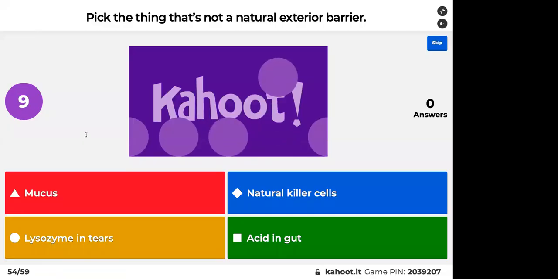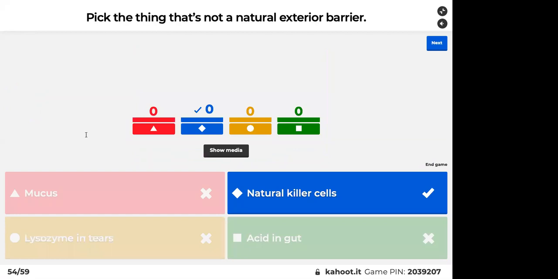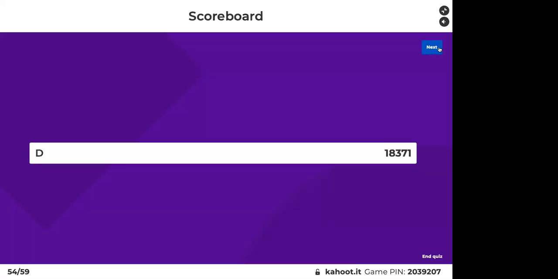Pick the thing that is not a natural exterior barrier. Yep, excellent. So, of course, natural killer cells are not a natural exterior barrier. They'll be more like an internal barrier, part of the actual immune system itself. The natural barriers include lysozyme that's present in tears, the skin, flushing of the urinary tract, mucus and cilia, and acid in the gut. And there's a bunch more, actually, if you decide to look them up. But these are the main ones.